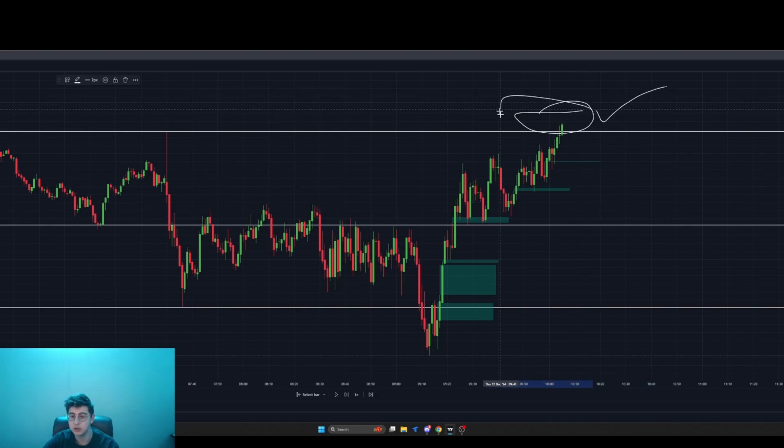Again, this would be a little longer play. If I played right here, I most likely would have gotten out on next high. So I probably would have taken profits right here. But if you have a little bit more balls and you want to wait, that's possible, but I would freak out. I would most likely have gotten out right here.